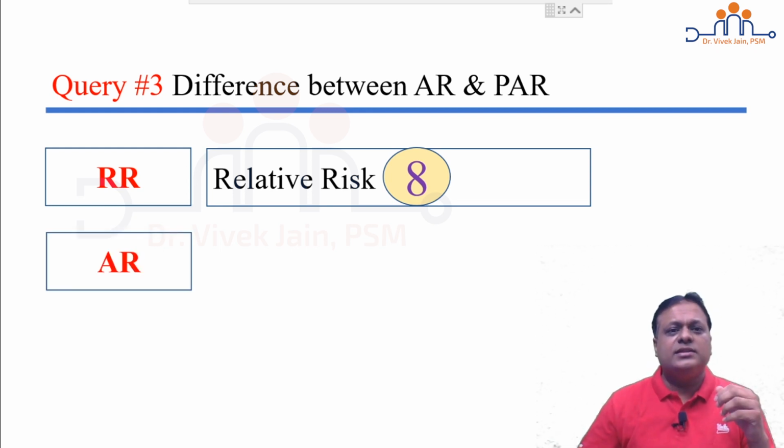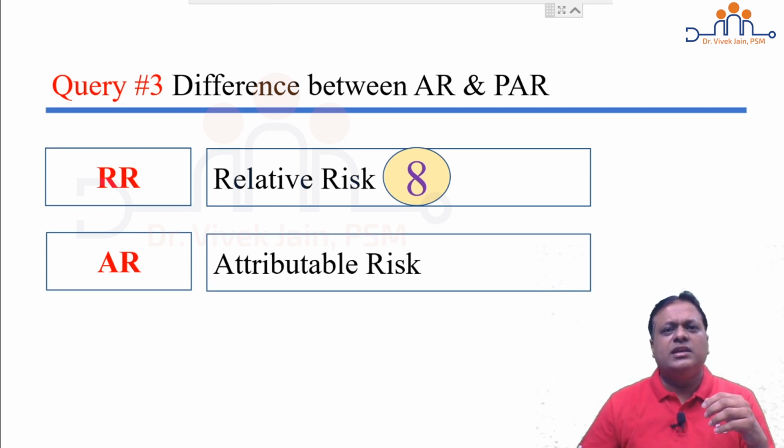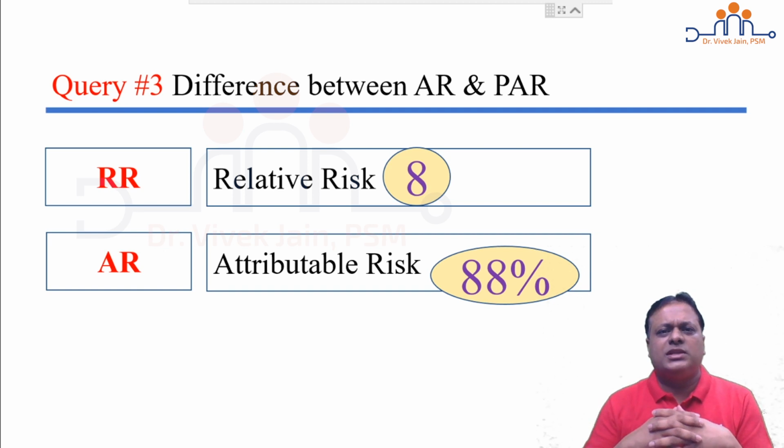Now looking at the second strength of association, AR. What is AR? AR is attributable risk. What is the meaning of attributable risk? As the word is telling you, how much of the disease can be attributed to the risk factor in the study? How much of the lung cancer can be attributed to smoking? So friends, suppose in the same example, attributable risk when you calculate by the formula comes to 88%.